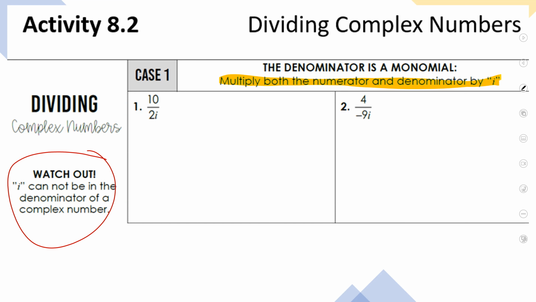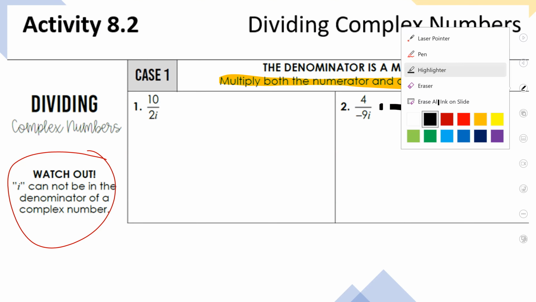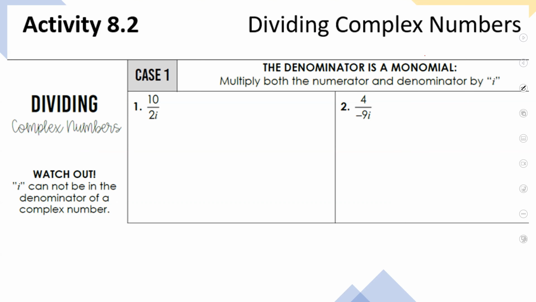So I'm going to do an example with you. I'll do number 2. i cannot be in the denominator. So what I'm going to do is I'm going to multiply both the denominator by i and the numerator by i. And let's see what I get. 4 times i is 4i. Negative 9i times i is negative 9i squared.